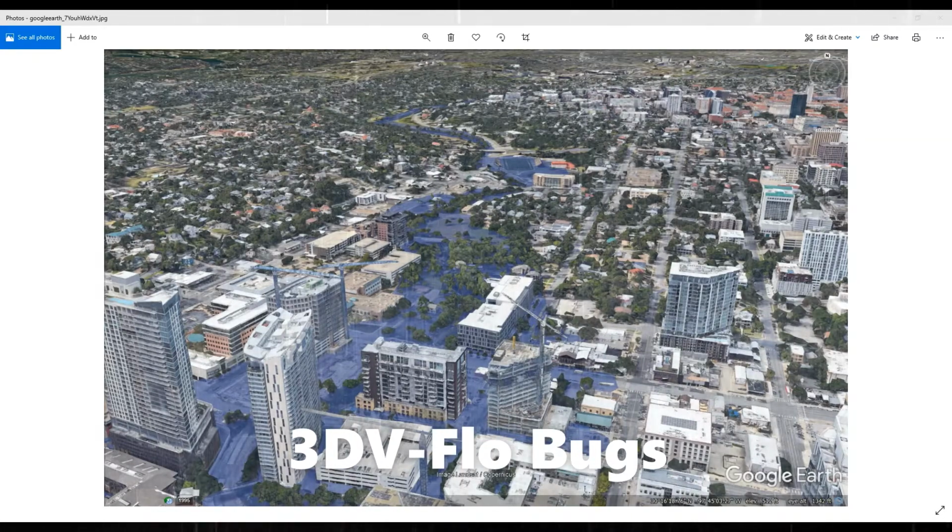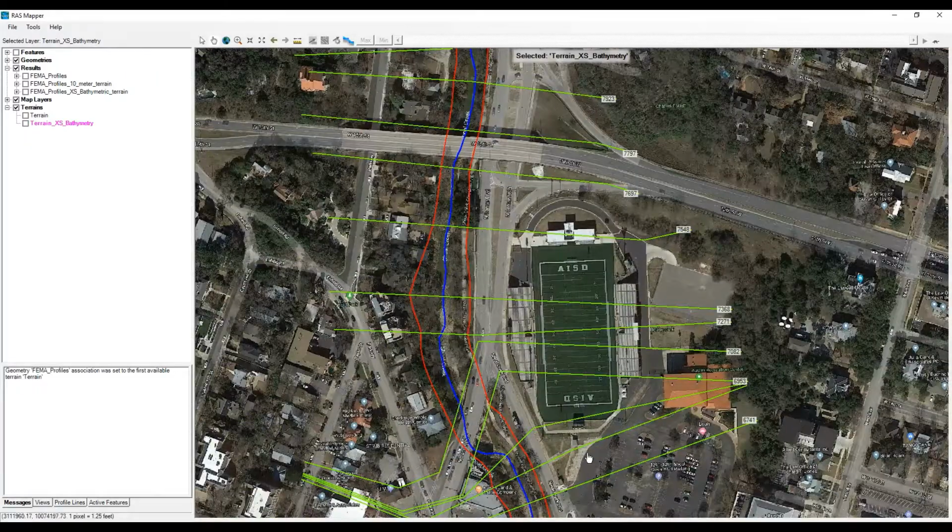Alright, today we will be discussing two known bugs about the 3D vFlow methodology, and we'll be examining a model from Shoal Creek in Austin, Texas, and we'll focus on this area near this football field. So if we take a look in RAS Mapper, we can see that the river flows from north to south, and we'd expect the minimum elevation to be at this center line.